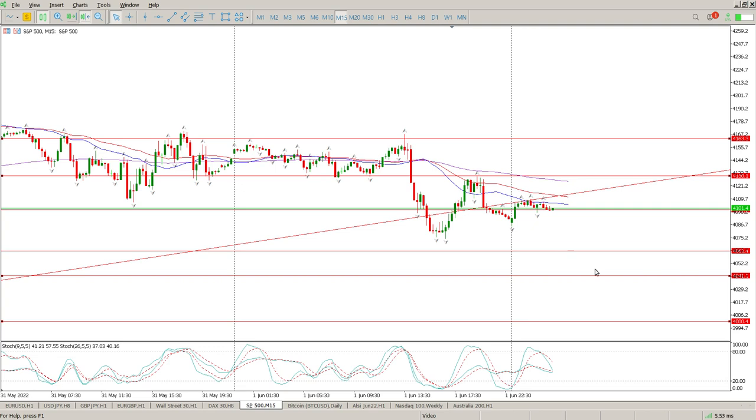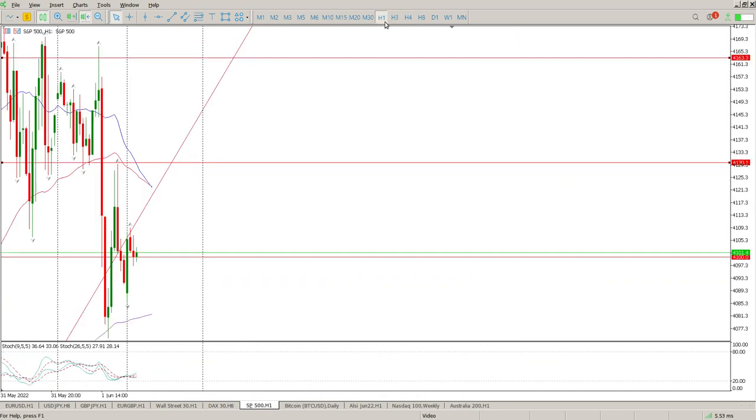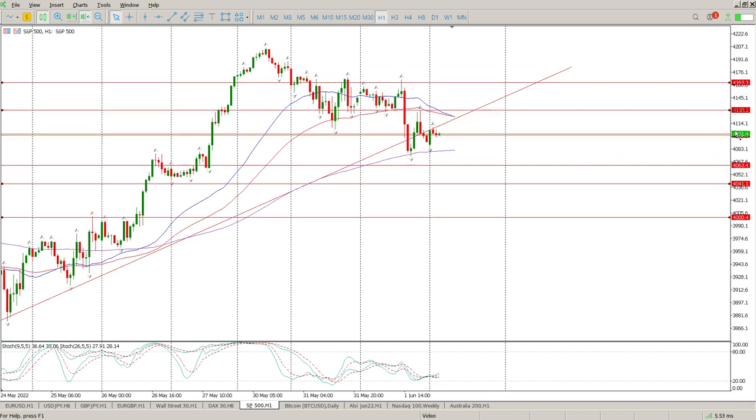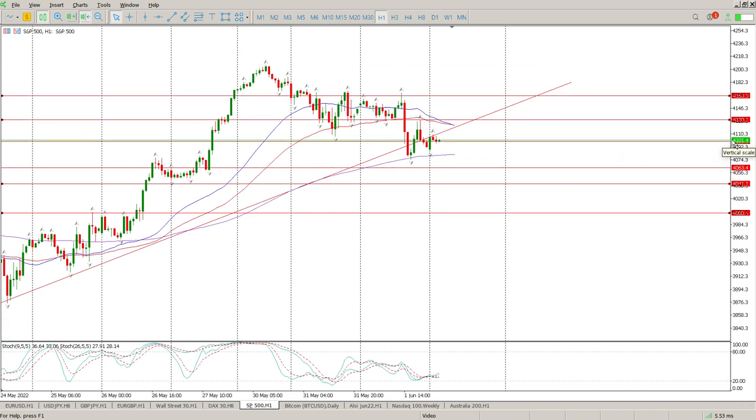And bear in mind, we've got data this afternoon, and then we've got non-farm payrolls tomorrow. So I suspect we're just going to muck around. We're going to range and just frustrate everybody that's trying to get in and make a quick buck. So patience is key, as usual, on this market.